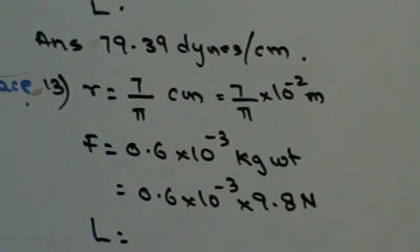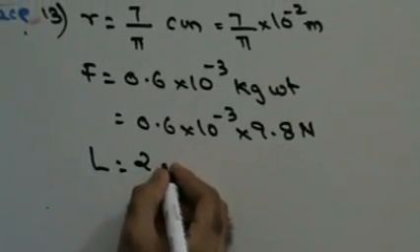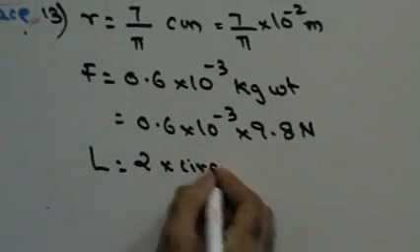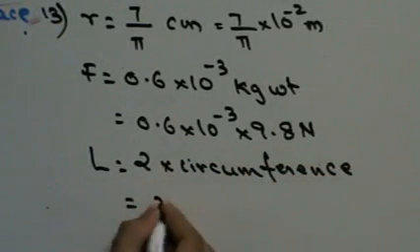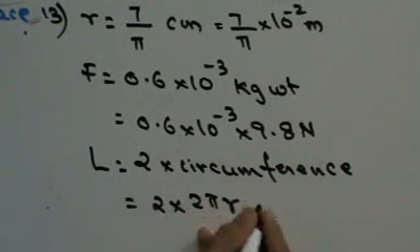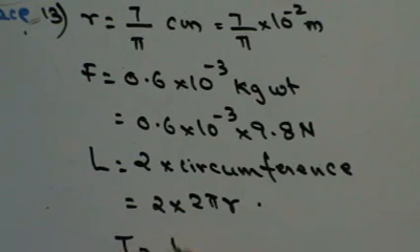Now guys, the loop is going to be in the form of a ring. The length of the ring is the circumference of the ring. The loop will have two faces, the lower face and the upper face. Both are going to be in contact with the soap solution. Therefore, the total length of the loop which is in contact with the soap solution will be 2 into circumference of the loop. That is going to be 2 into 2 pi r. Once I know this, then I can find out T is equal to F upon L.